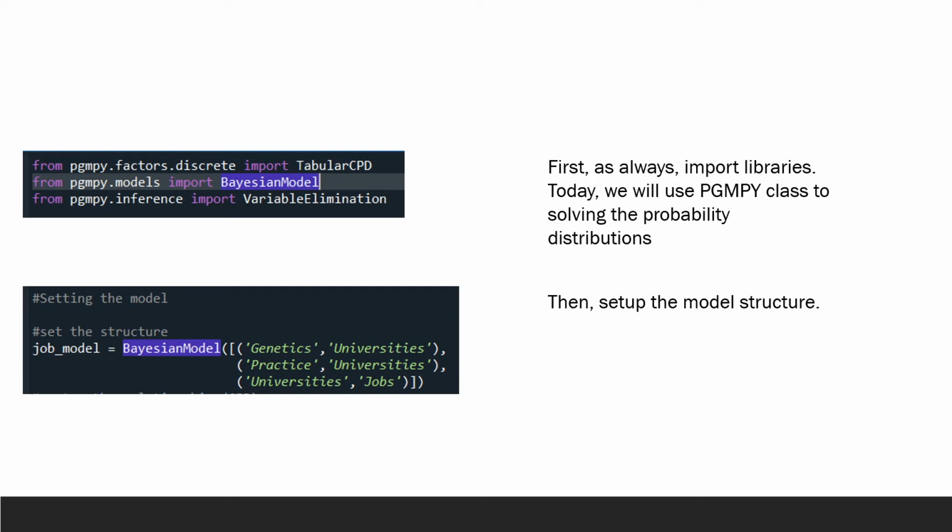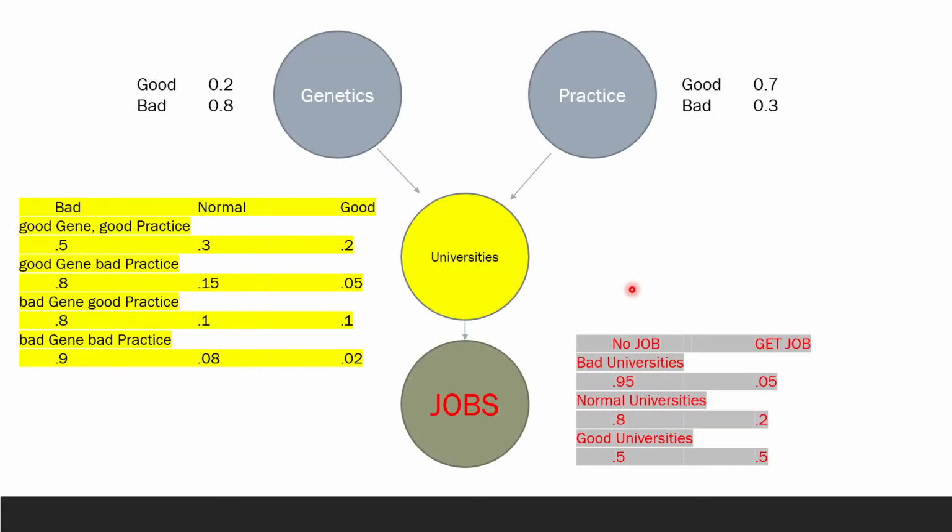Then we set up the model structure. Here we will call the model job_model, using the Bayesian model, and then we name how the network is connected together. For the first line, we have genetic connected to university, and the second line we have practice connected to university, and the last one we have university connected to job, as we saw before.